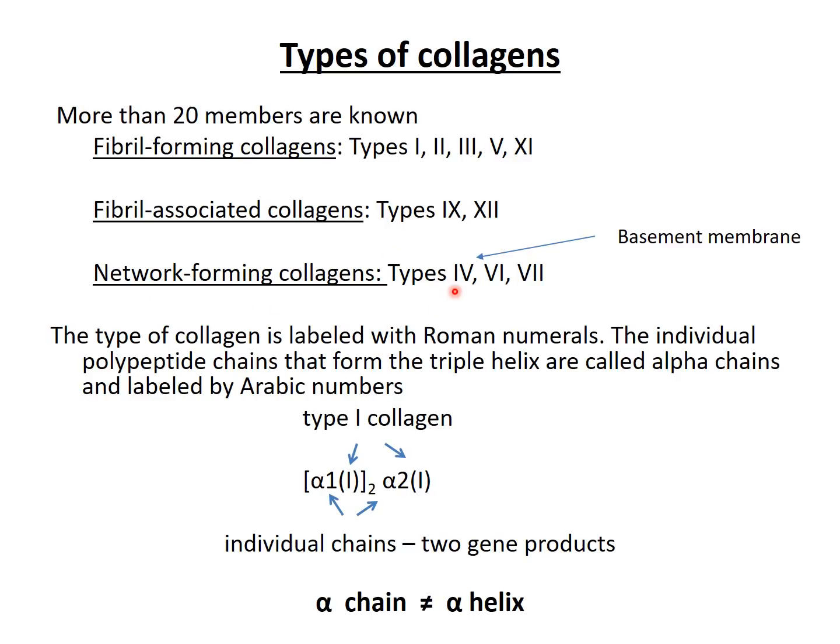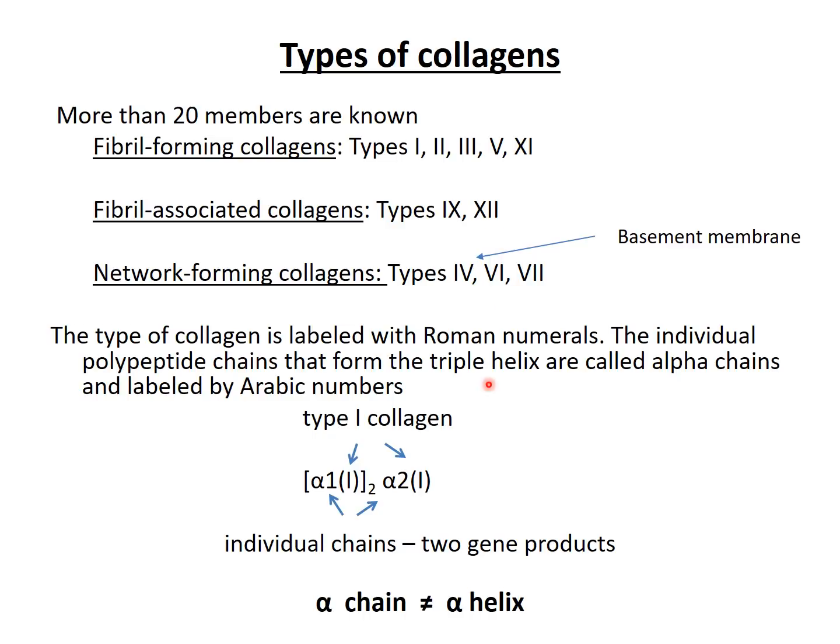Network-forming collagen types 4, 6, and 7, you actually learned about. You remember kidney basement membrane, type 4 collagen, which is not assembling into fibrils, but they are assembling to networks, meshworks. You remember chicken wire. So this is a different assembly, but these are also triple helical. They are also assembling with each other to fulfill the function of this type of collagens.